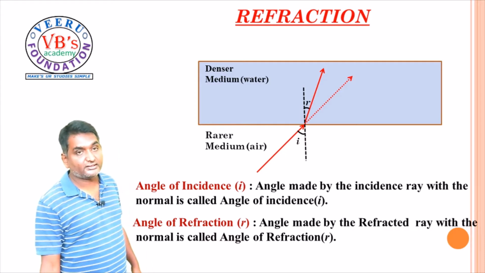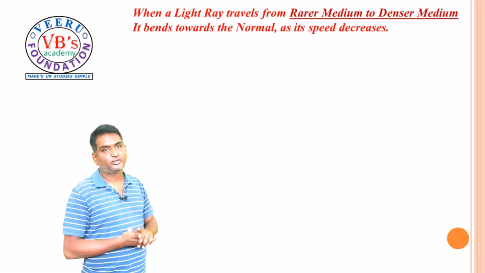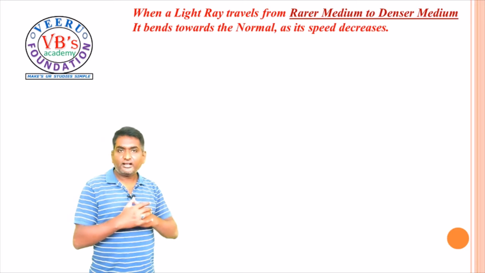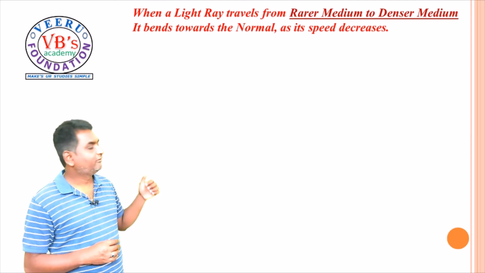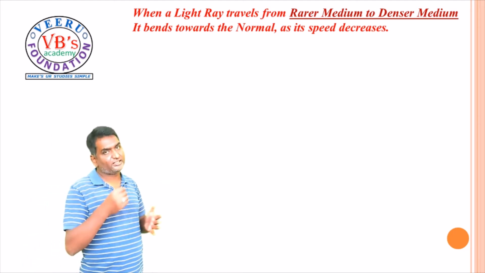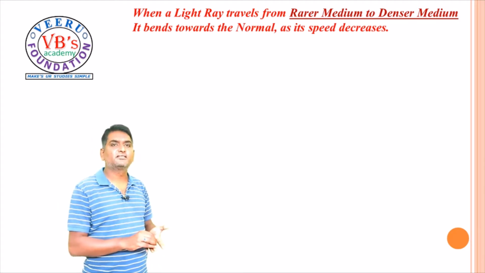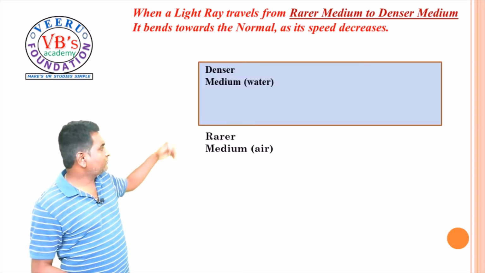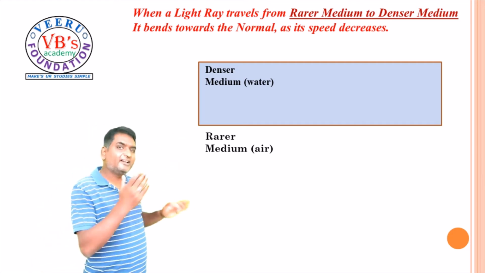First of all, we will discuss light rays traveling from rarer medium to denser medium. What happens when a light ray travels from rarer medium to denser medium? It bends towards the normal. Why? Because its speed decreases. Rarer medium is a medium where the speed of light is more, and denser medium is the medium where the speed of light is less. So when the light ray moves from a rarer medium to a denser medium, the speed decreases, so it chooses the shorter path.